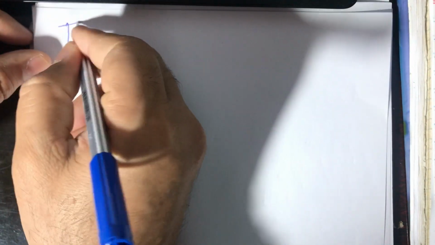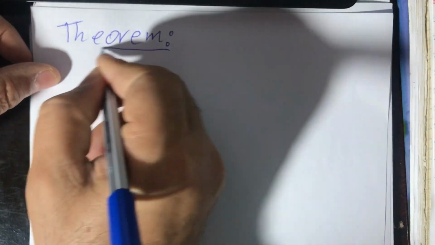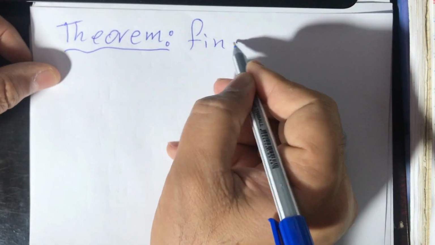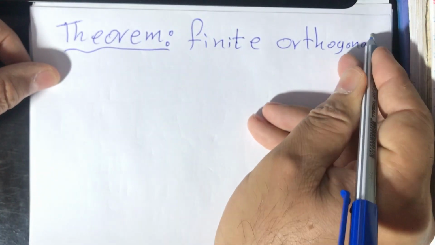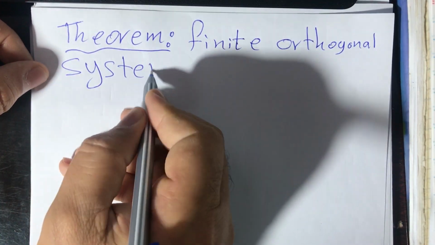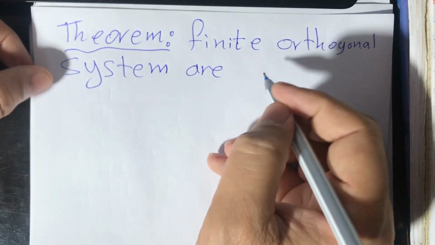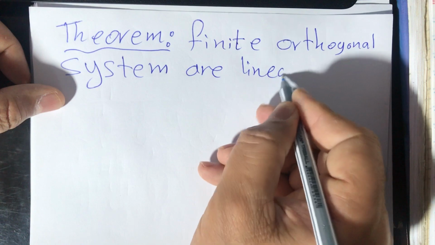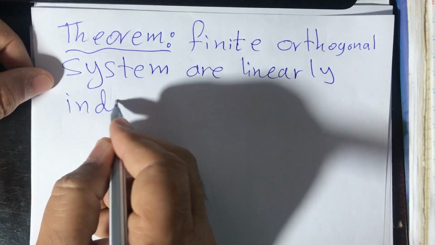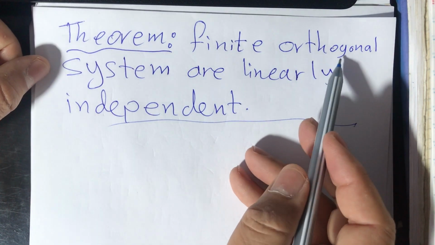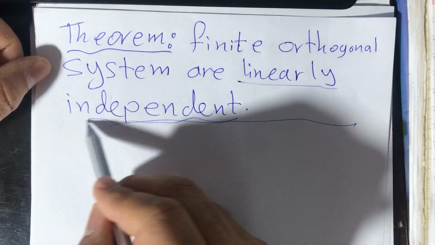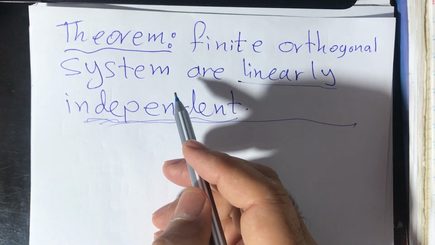Now we take this theorem. Theorem: finite orthogonal systems are linearly independent. A finite orthogonal system will always be linearly independent. We know what it means that vectors are linearly independent.